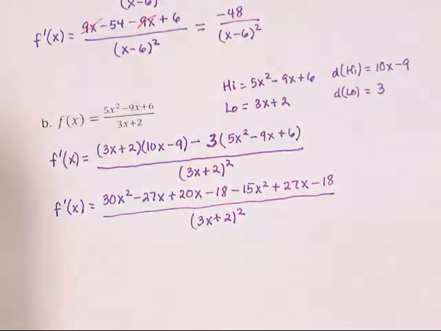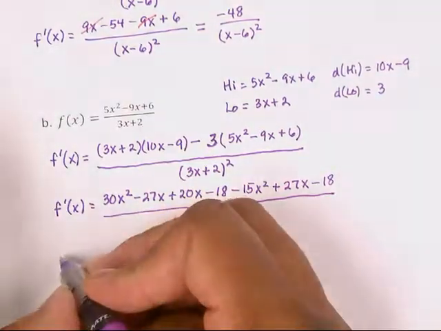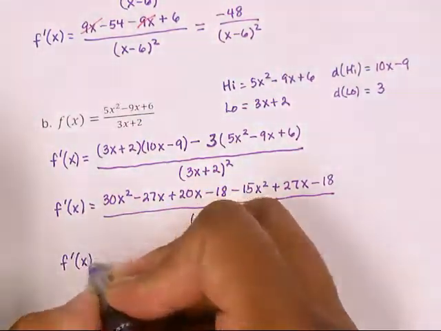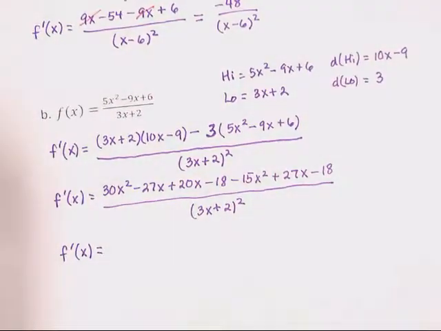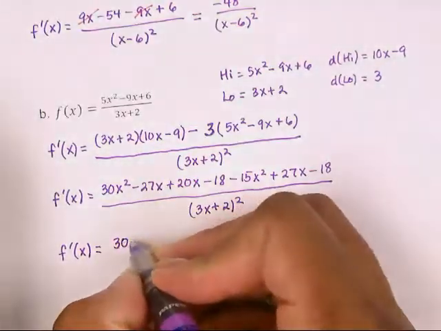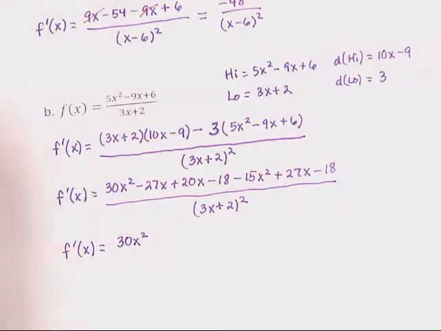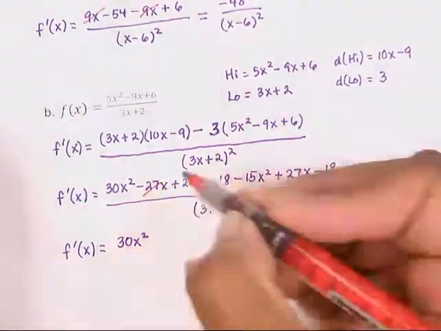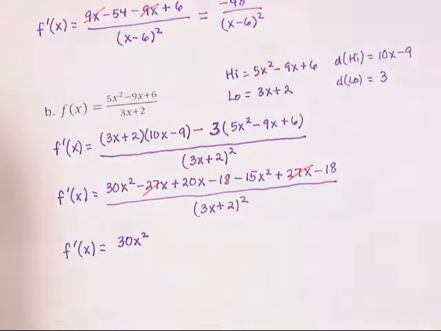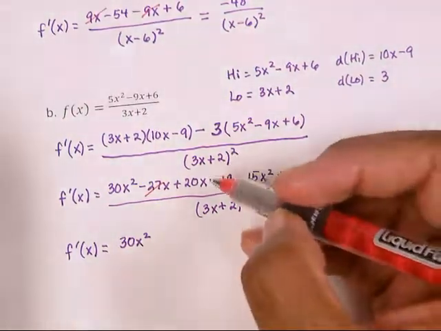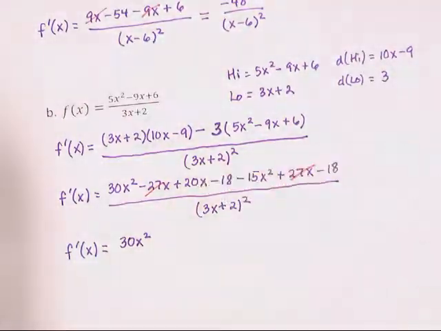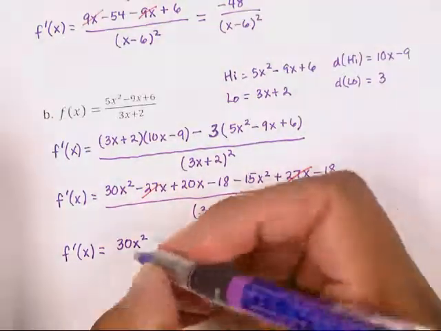Now let's combine some like terms if we can. All right, in this case, I'm going to bring down the 30x squared. Let's see, minus 27x and a plus 27x. That's gone. And I got the 20x. The plus 20x, I'll go ahead and bring that down.